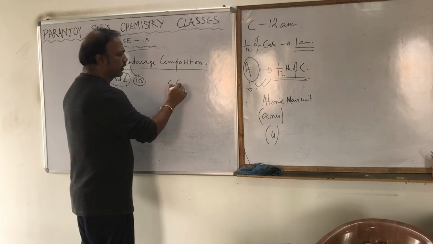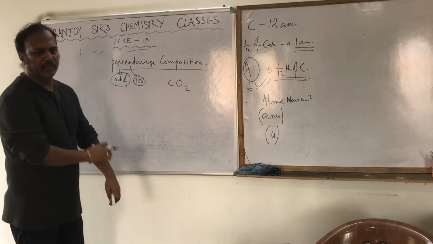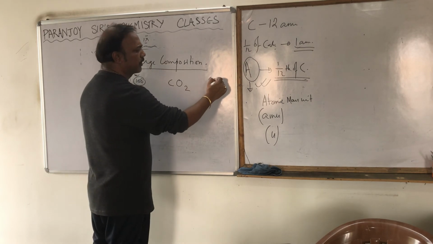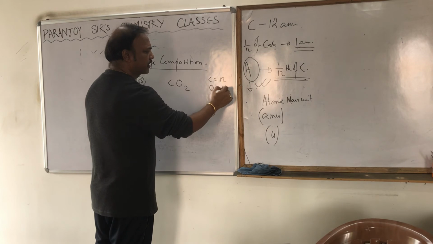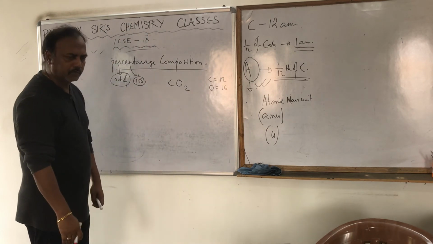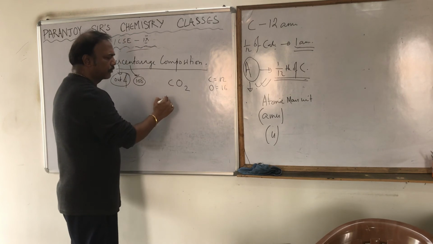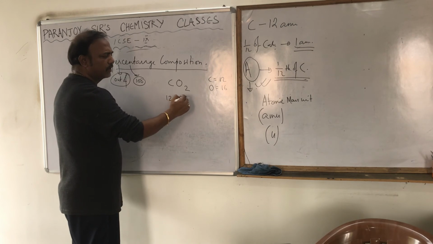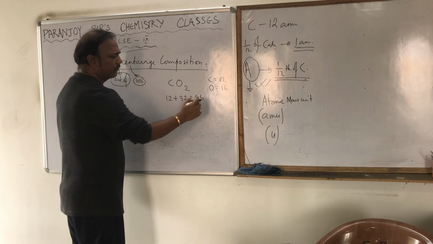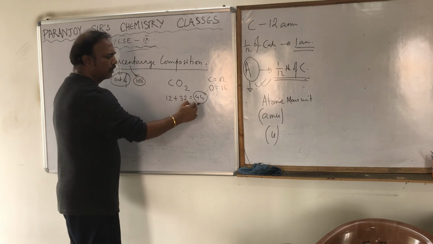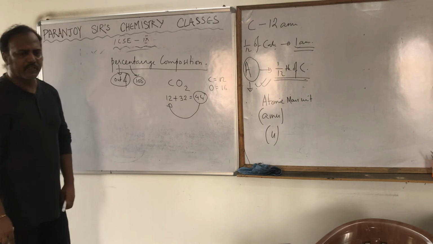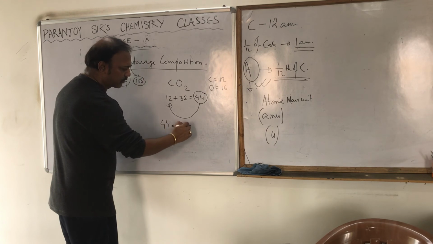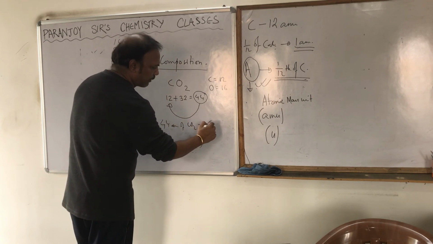Suppose CO2, carbon dioxide. What is its molecular mass? We know the atomic mass of carbon is 12 and the atomic mass of oxygen is 16, whatever I am writing in u. So 1 into 12 is 12, plus 2 into 16, which is 32. The total is 44. So out of 44, how much carbon is there? 12 carbon is there.